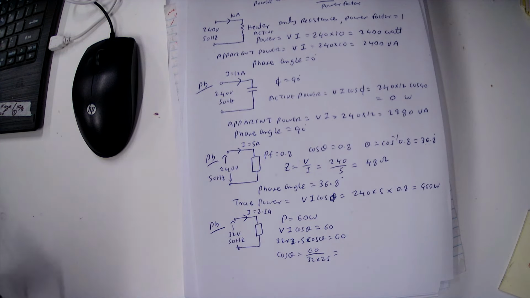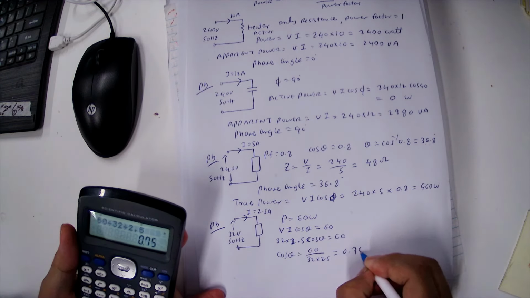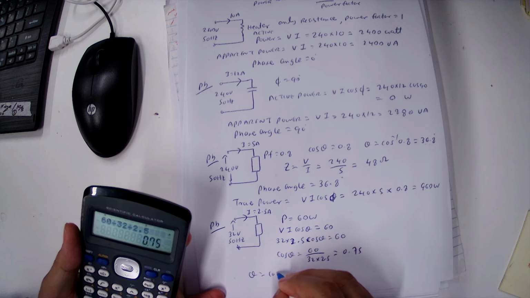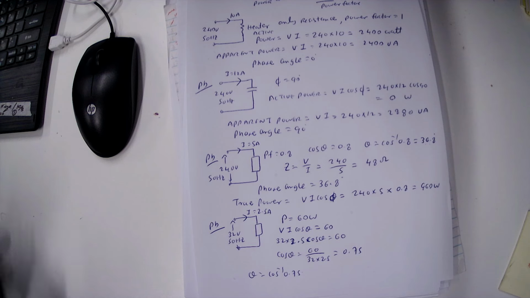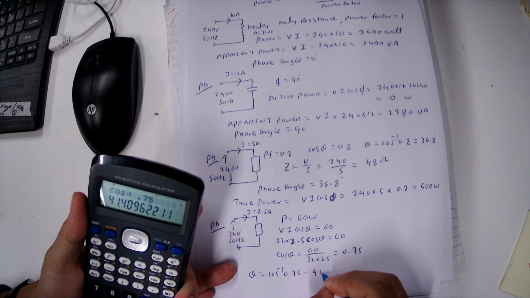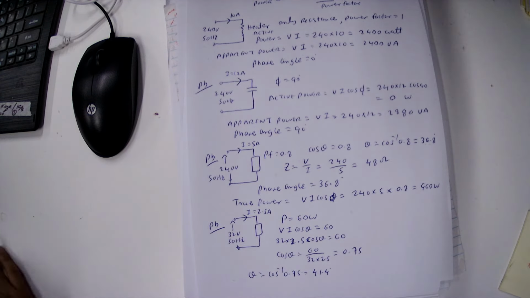So that will be 60 divided by 32 divided by 2.5, which is 0.75. And theta equals cos inverse 0.75. Taking the inverse cos of 0.75, we get 41.4 degrees.